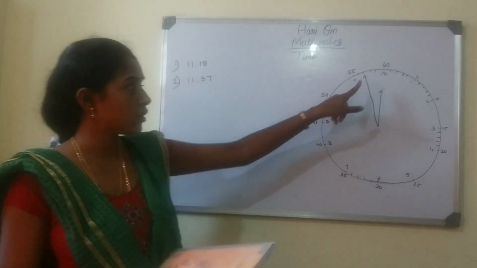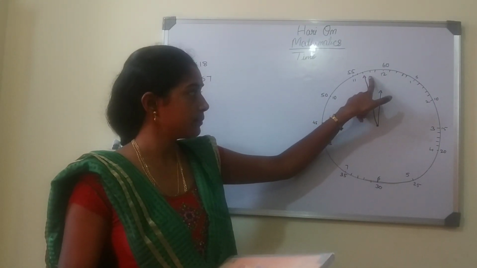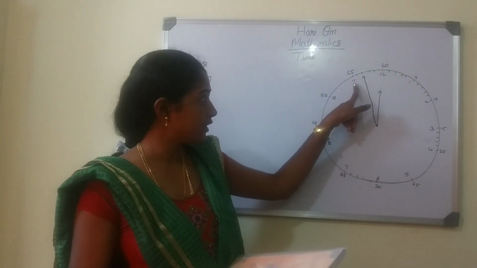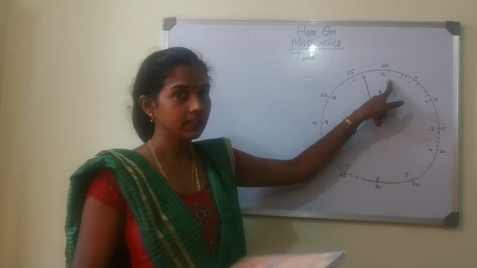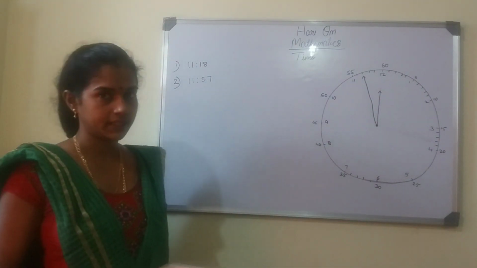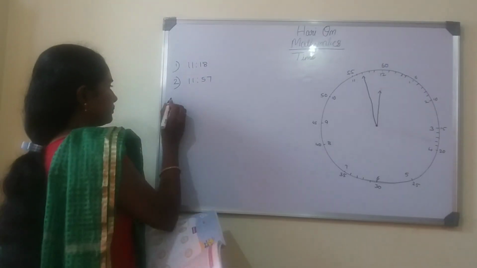Okay, it is not 12. If it is 12 o'clock 57 minutes, it would have reached almost 1 o'clock. So it is 11 o'clock. It is not still 12 o'clock. It is 11 o'clock, 57 minutes. Finished, children. Third one.